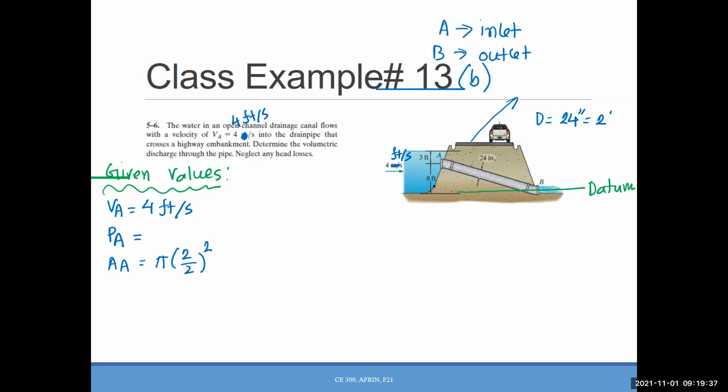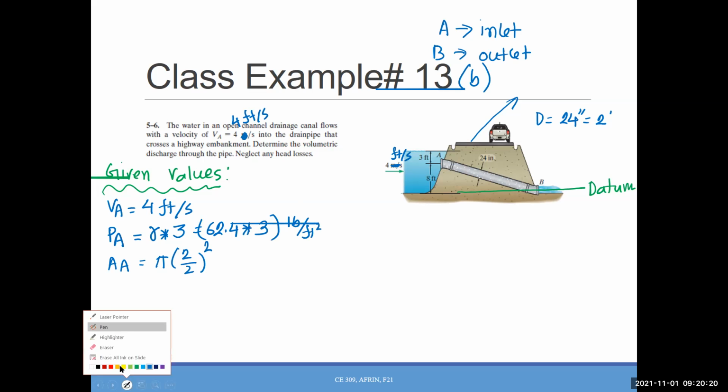Pressure, this time we are not having an open reservoir or something which is open to atmosphere. That A is below something, right? So at this point, what will be the pressure at A? Gamma times h, and h is what here? 3. So that means 62.4 times 3. And since it's pressure, I totally forgot what is the unit of pressure. Pound per feet square. Okay, so this is something.